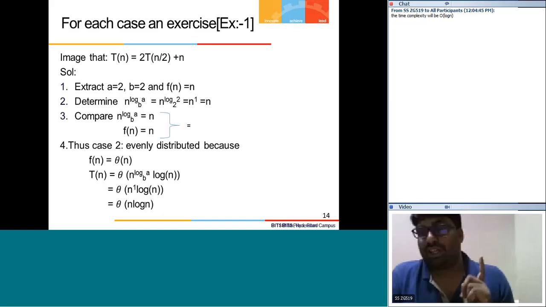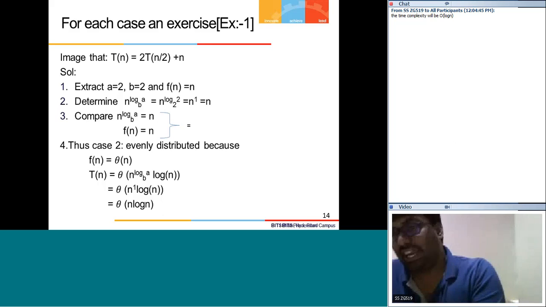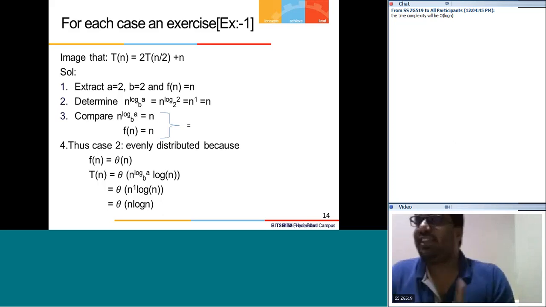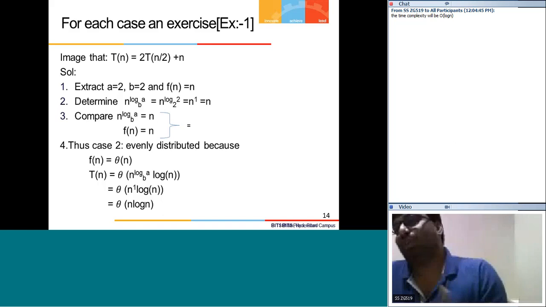Okay, so Pawan has a question. Why can't I take my time complexity as n? See, n log n is always greater than n. If you write theta of n, the worst case is theta of n log n. That's why you take theta of n log n as your time complexity.